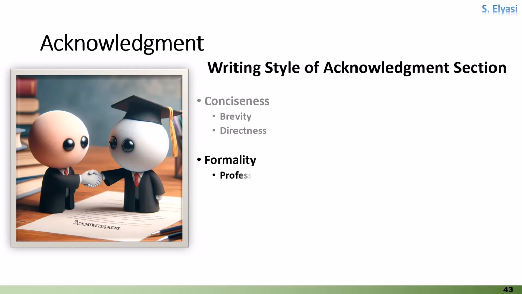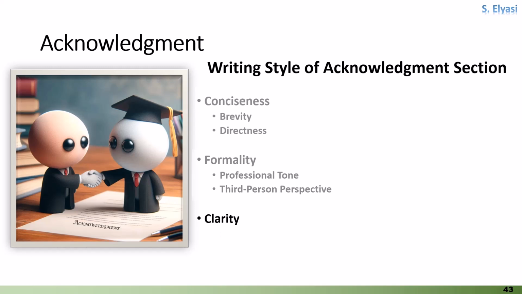Formality. Professional tone. The language used should be formal and respectful, reflecting the professional nature of the publication. Third-person perspective. Generally, acknowledgments are written in the third person to maintain formality and objectivity. For example, "the authors would like to thank" instead of "I would like to thank."